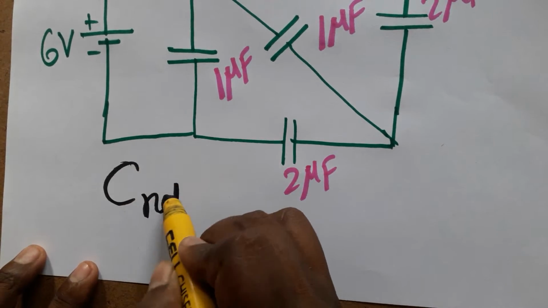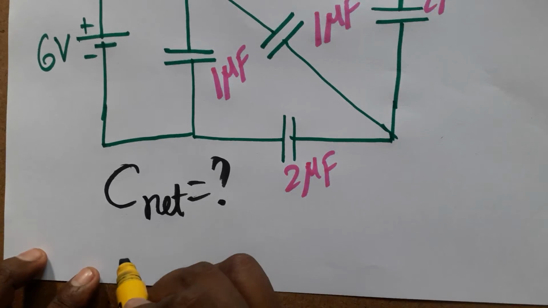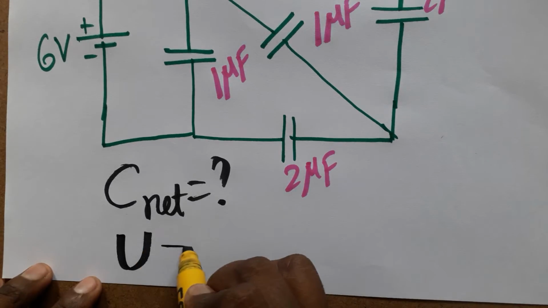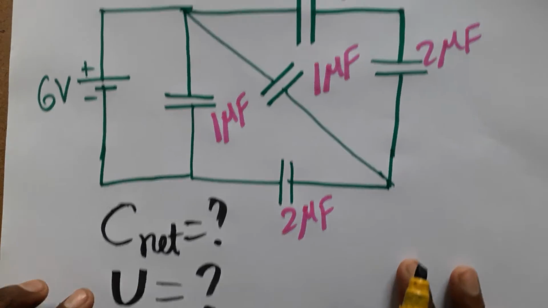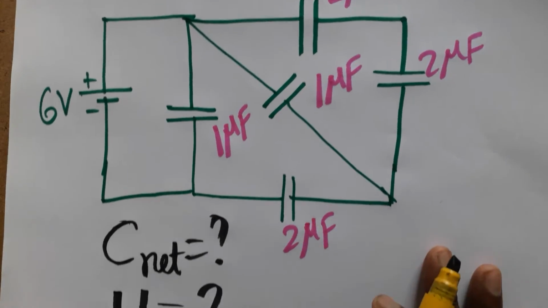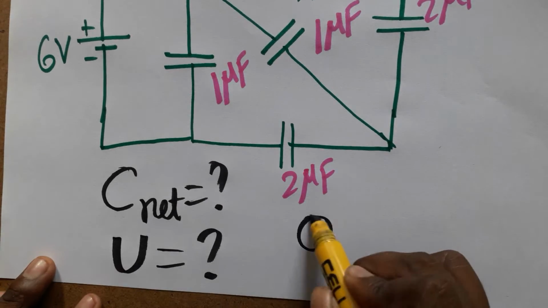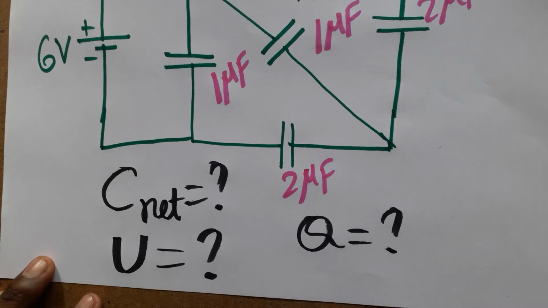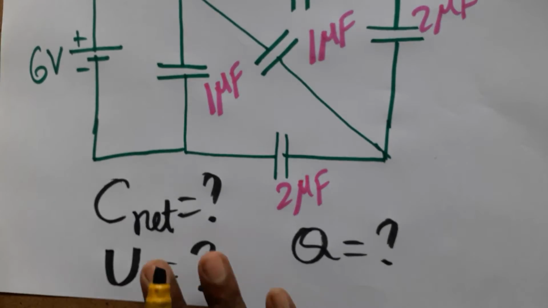So, the net capacitance value. And what is the charge? What is the energy stored in the overall capacitor? And also, what is the net charge stored in this capacitor? Three terms we are going to see: one is the charge, another is the energy, and another is the total effective capacitance.